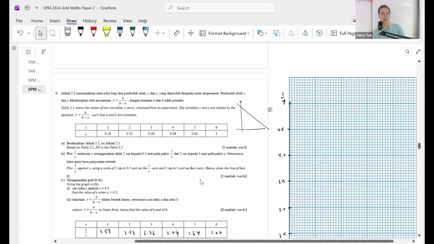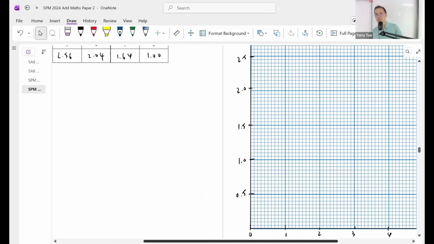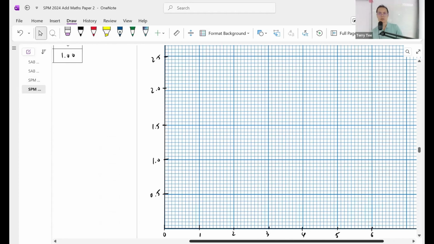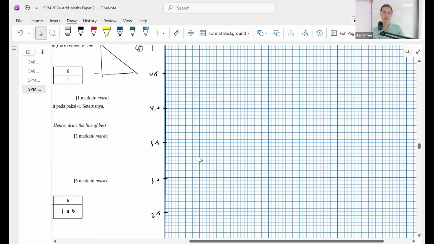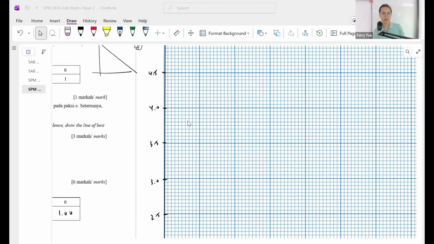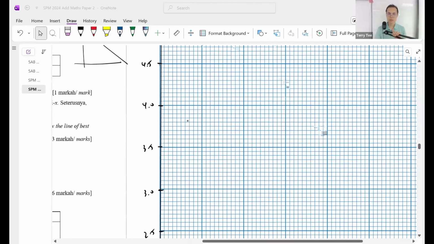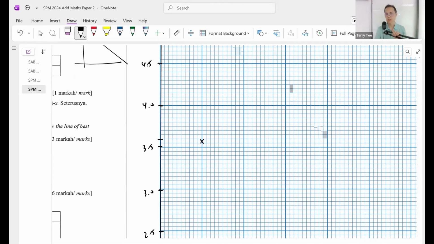Okay, so let's plot one by one. The first one is 1 and 3.57. Where is 3.57? We cannot read 3.57 directly. I can read 3. 3.6 is here. 3.55 we can read, right? 3.57 should be in between 3.55 and 3.6. So let me put it here, 1, 3.57.